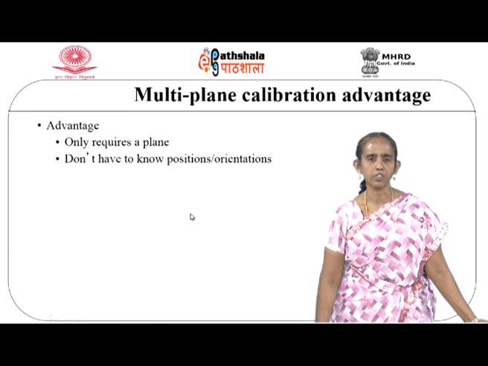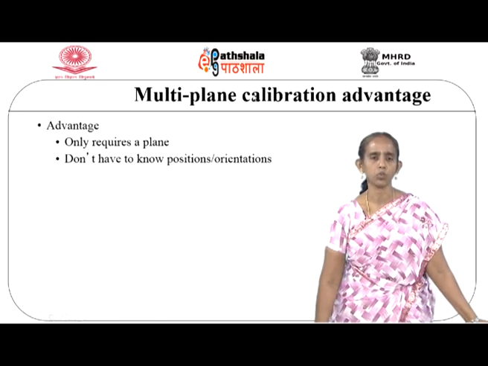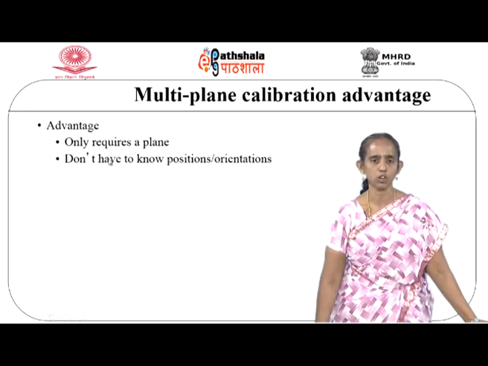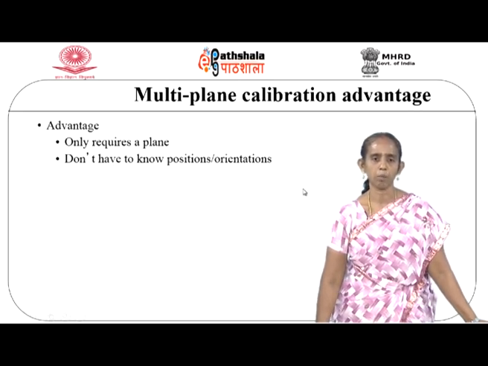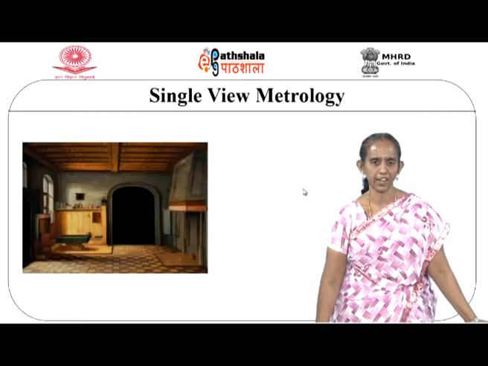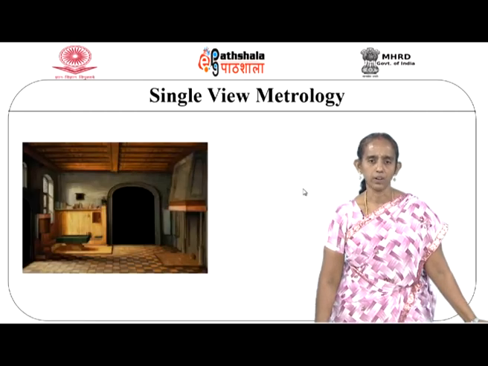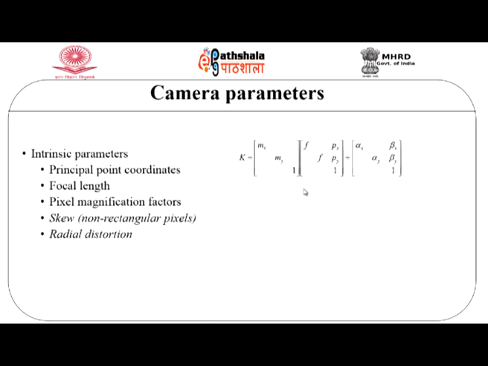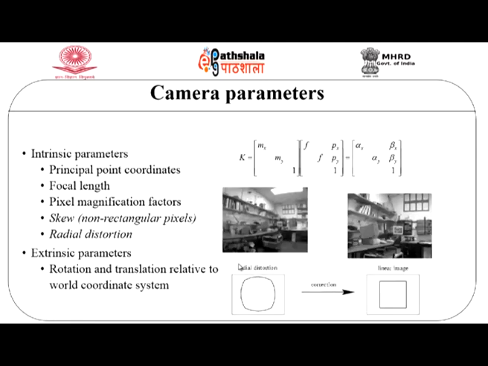The advantage of this kind of multiplane calibration is we require only a plane and you do not have to know the position or orientation of the plane as such. So, this is an example of a single view metrology in real life. This is how the camera parameters change. In the case of multiple views, we can see the intrinsic parameters like principal point, focal length, the magnification factor, the skew factor, as well as the extrinsic parameters like the rotation and translation which are related to the world coordinate system that is being displayed here.